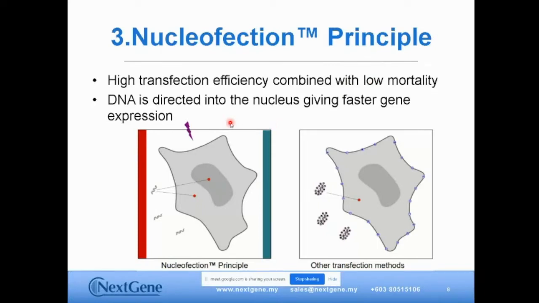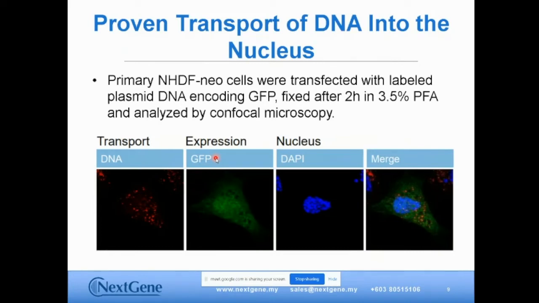In addition, nucleofection has a unique feature in which the DNA is directed into the nucleus straight away, giving faster gene expression. Compared to conventional methods, the DNA or RNA or protein that is transfected stays in the cytoplasm of the cell, so outside, whereas with nucleofection, we deliver straight into the nucleus, which gives a faster result. Here I would like to share in-house testing from Lonza to showcase its ability to deliver DNA straight into the nucleus. I hope you are able to see the picture clearly here.